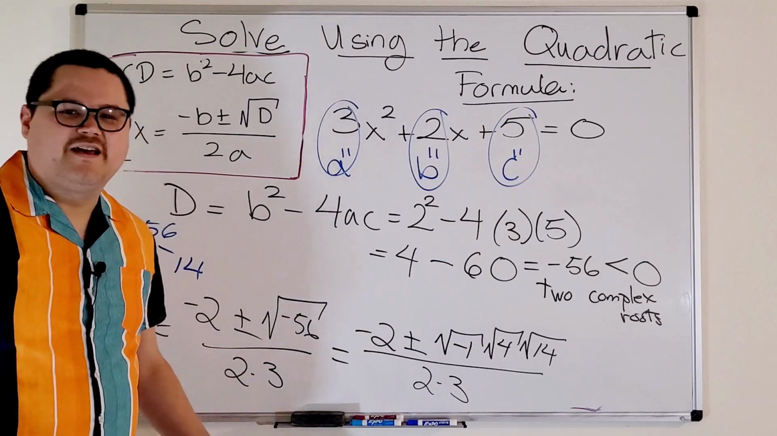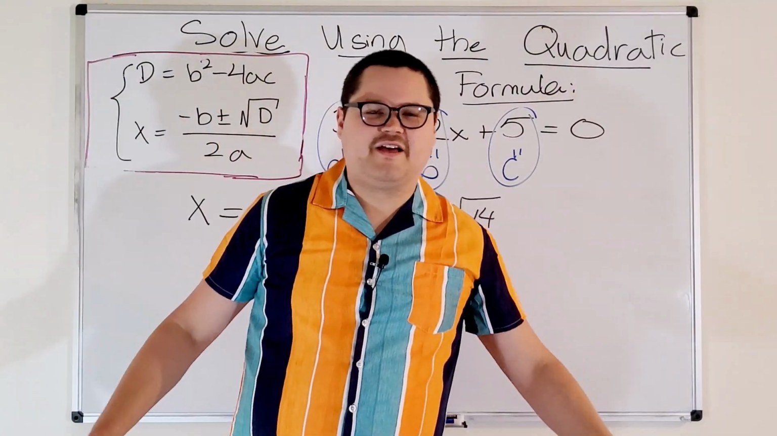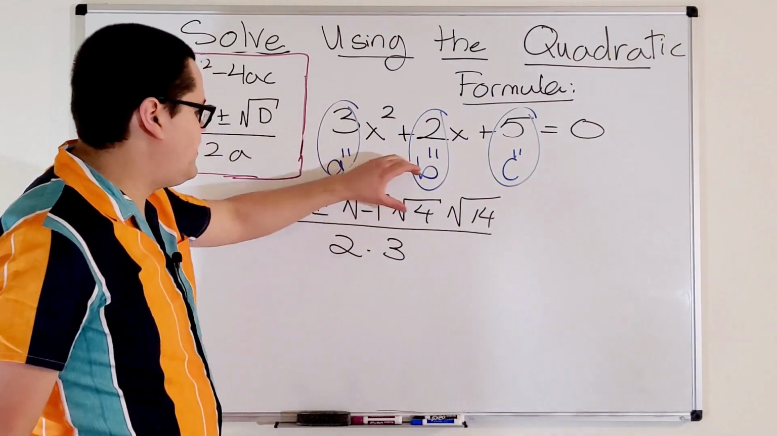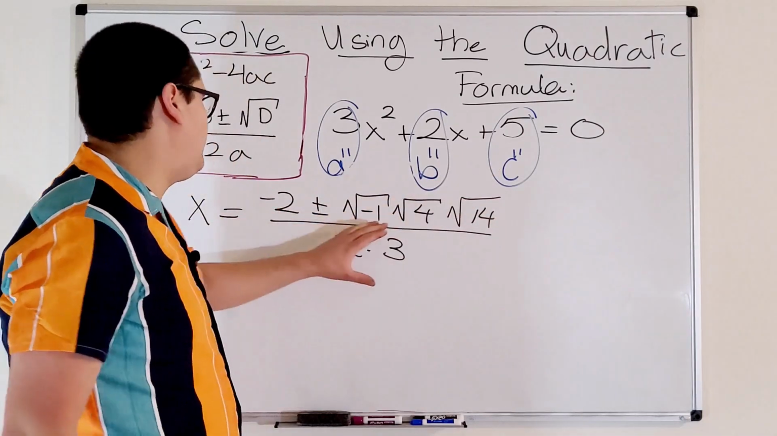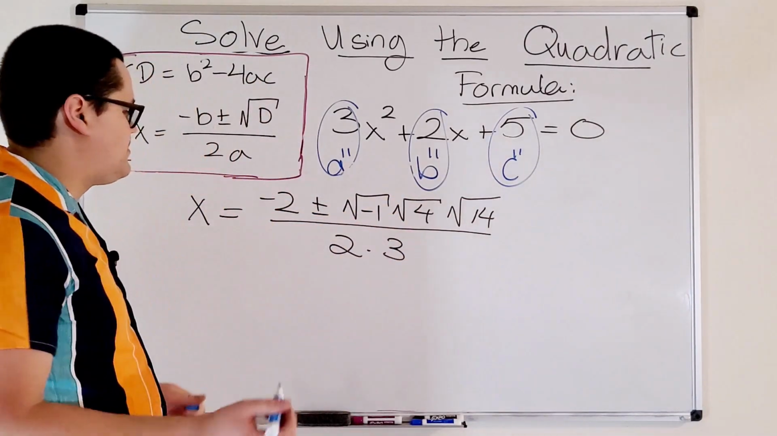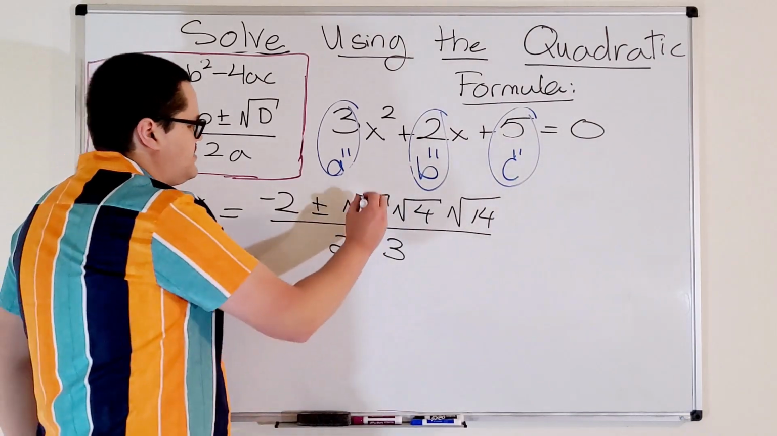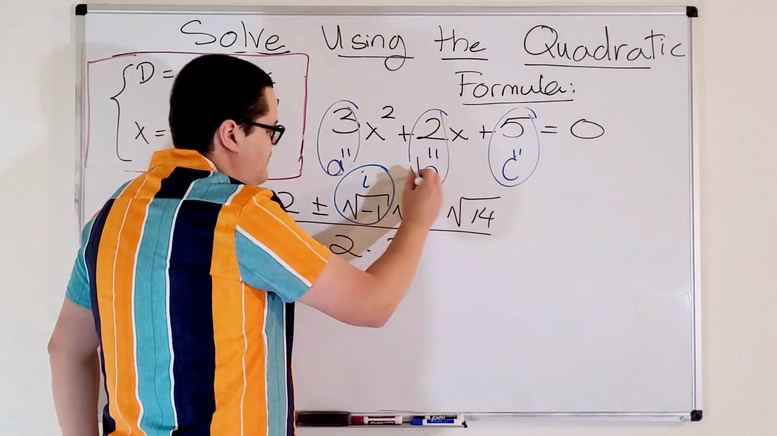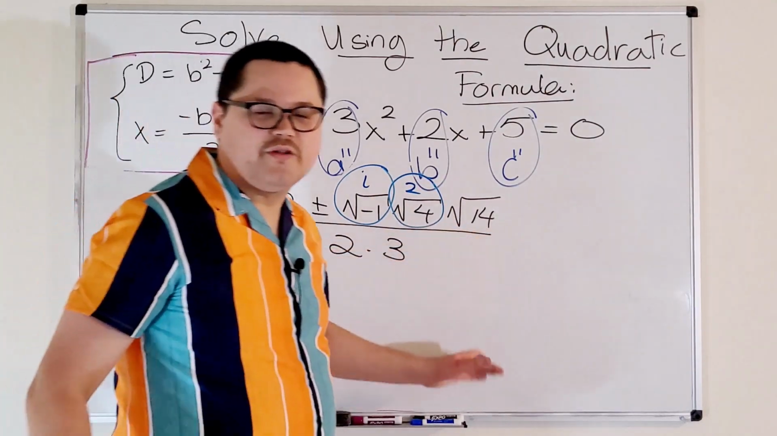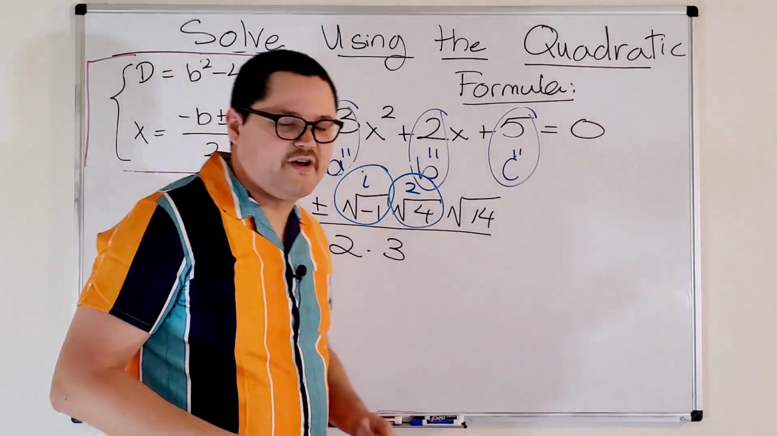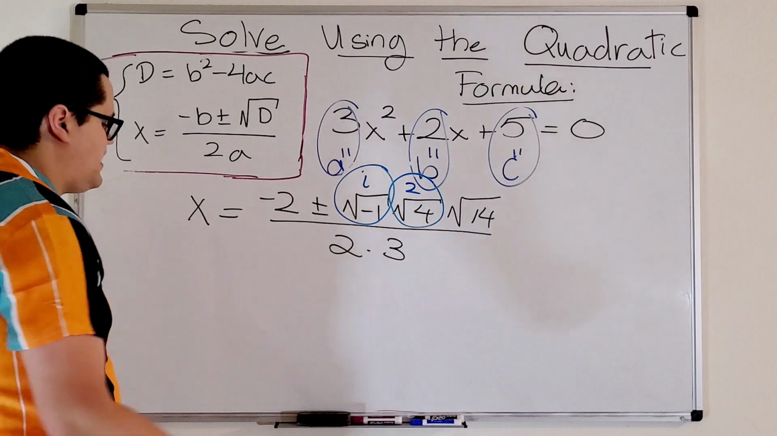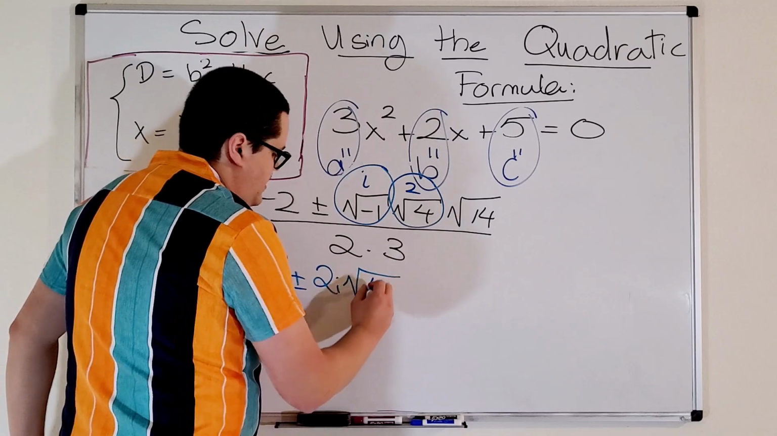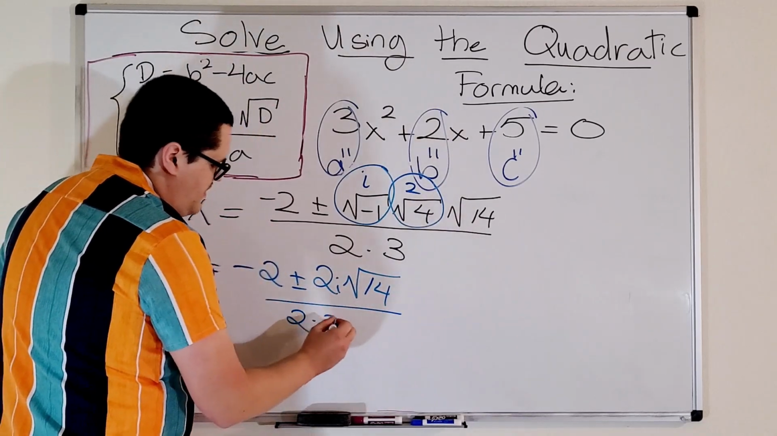Let me erase this, and I'll rewrite it at the top. Okay, so this is what we have so far. Negative 2 plus or minus root negative 1, root 4, root 14, all over 2 times 3. So to simplify, remember square root of negative 1 is just i. Square root of 4 we know is 2, because 2 squared is 4. And root 14, well, there's no perfect squares that go into 14, so we can't simplify anymore. So this becomes negative 2 plus or minus 2i root 14 all over 2 times 3.